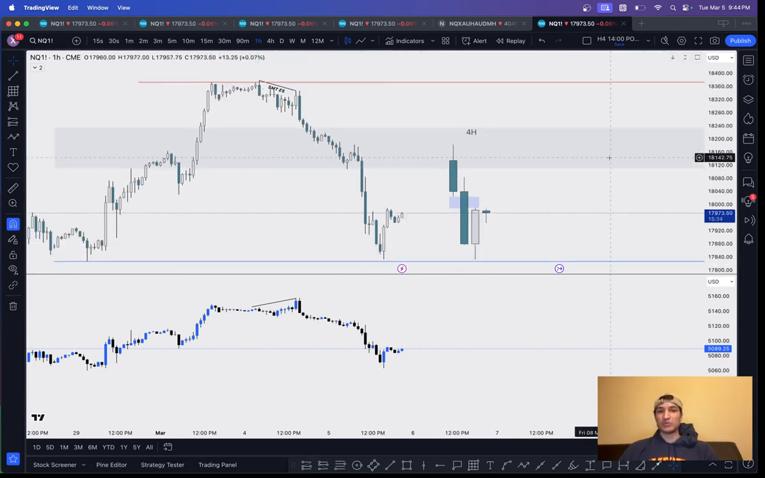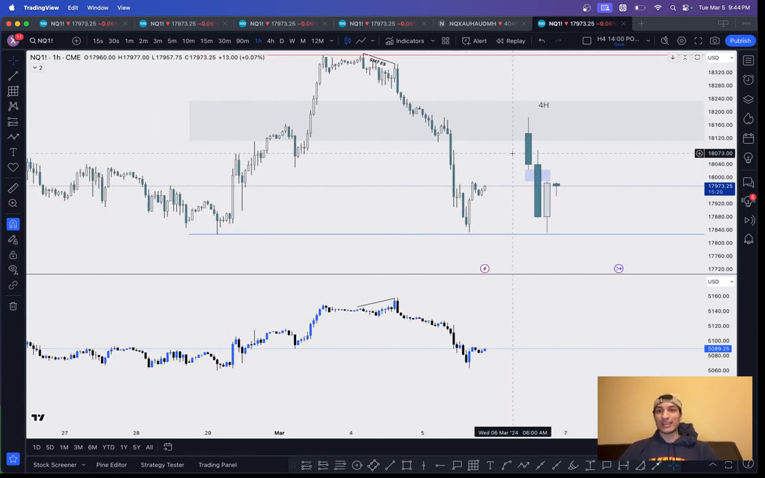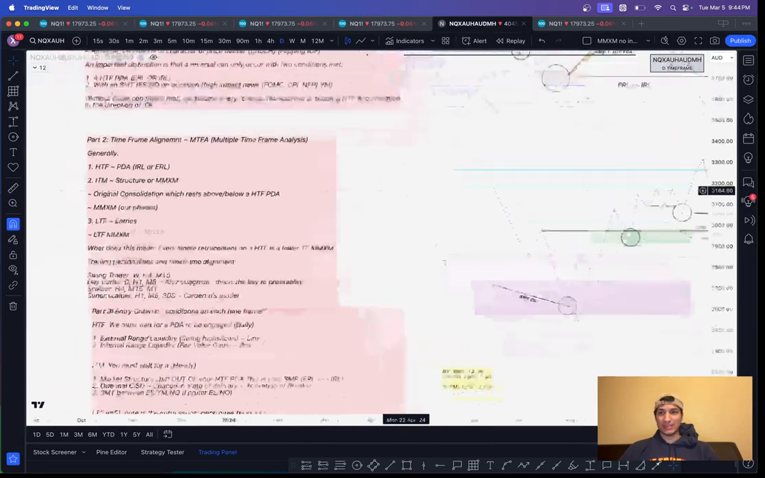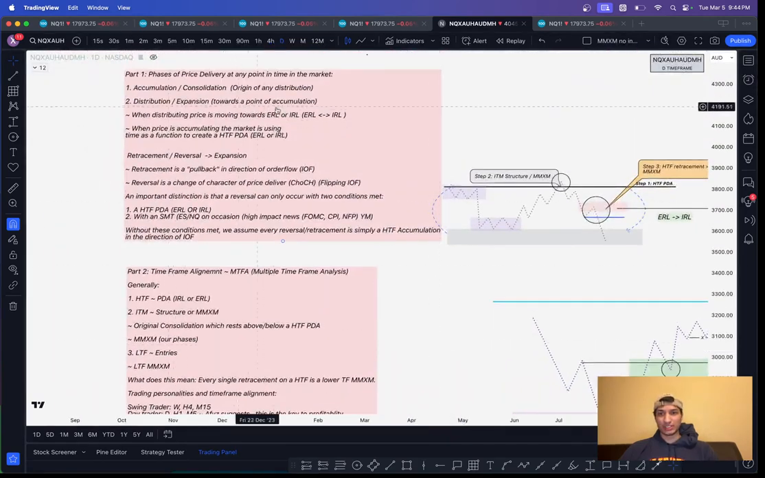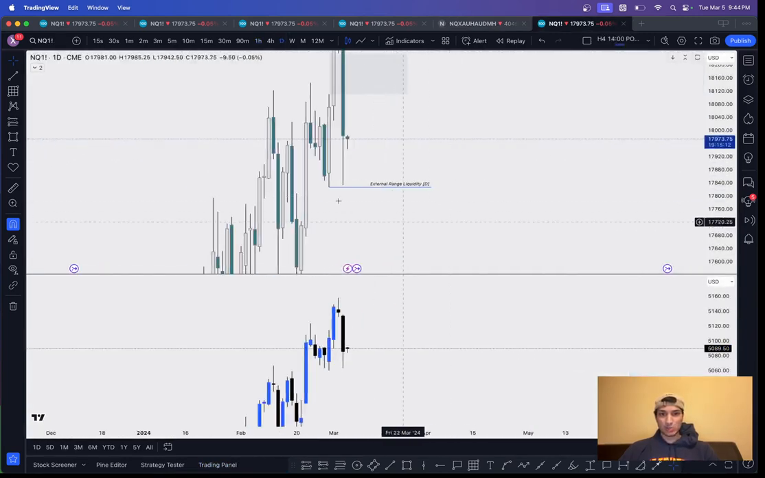So we can now assume that price is going to move lower. Where else can it move lower to? Well, I see a very nice original consolidation. You can see we had a consolidation here, but as I said before, the market is expanding towards old consolidations that rest above or below higher time frame PD arrays. So I see a daily swing low in here and a daily fair value gap, so two higher time frame PD arrays.